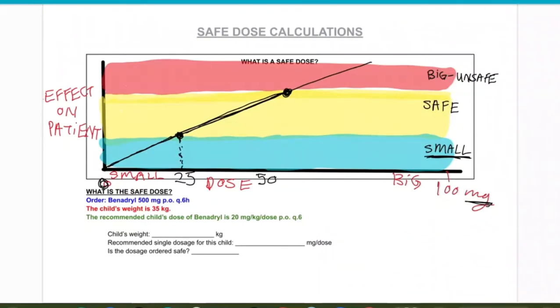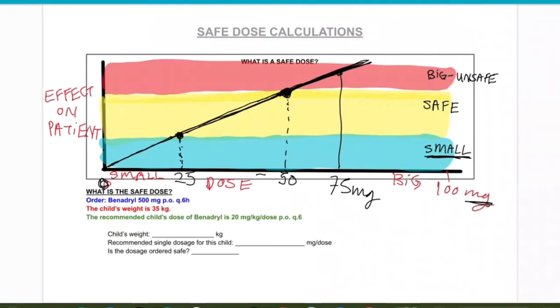So that's about 25 milligrams, let's say. And we'll say this is about 50. So if we start to give a patient more than 50 milligrams, we're going to get in the red where we have bad reactions. And that's an unsafe dose. So let's say if I were to give a patient 75 milligrams, that would be unsafe.